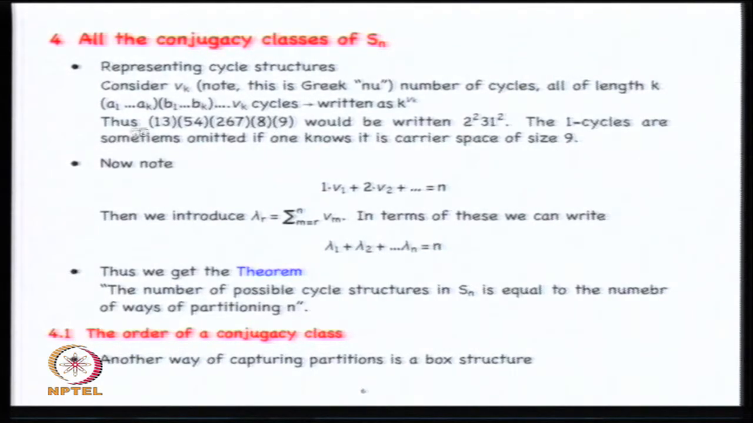So the cycle structure of this is written out, actually it should be written 3 times 2 to the 2 times 1 to the 2. And sometimes the 1 cycles are not written. That is when you know from context that the carrier space is already size 9, and if you then see 2 to the power 2, 3 and it stops there, then you guess that yes, there are 2 cycles of size 1 which are not written. So this is one notation for writing out cycle structures in compact form.